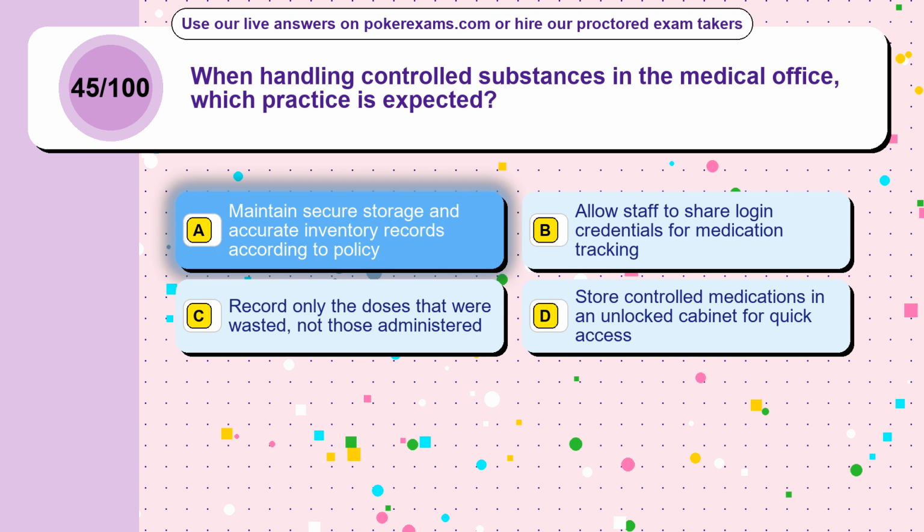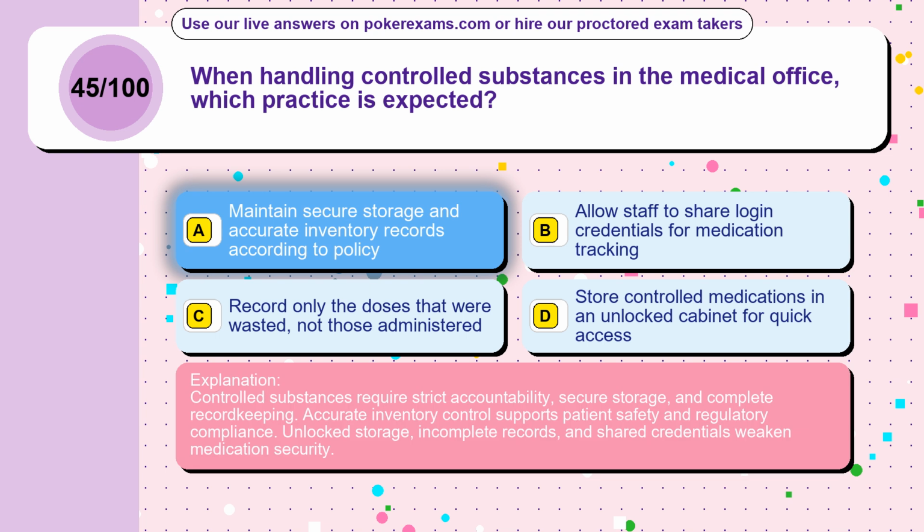Maintain secure storage and accurate inventory records according to policy. Controlled substances require strict accountability, secure storage, and complete record keeping. Accurate inventory control supports patient safety and regulatory compliance. Unlocked storage, incomplete records, and shared credentials weaken medication security.